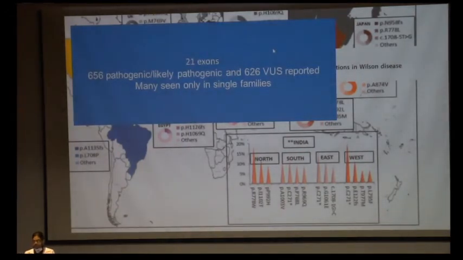Also, the gene is a large gene containing 21 exons. It has over 650 likely pathogenic mutations, plus an additional 600 variants of unknown significance, which have already been reported in the literature. And most of these are seen in single families. So doing a technique like Sanger sequencing is very cumbersome and time consuming. So using next generation sequencing could be useful in detecting the variants.